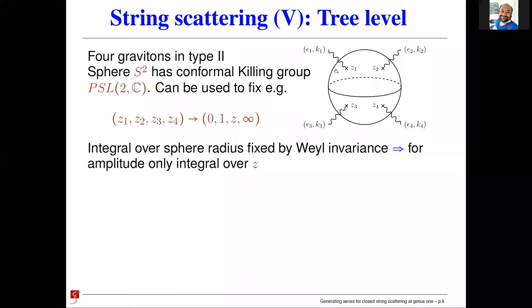So the symmetry of the path integral that you want to do relates to the fact that the sphere has a conformal Killing group, things that leave the metric invariant up to conformal factors. Since conformal transformations do not matter in string theory, you can allow for conformal Killing vectors. The conformal Killing group is PSL(2,C), where C is the complex numbers.